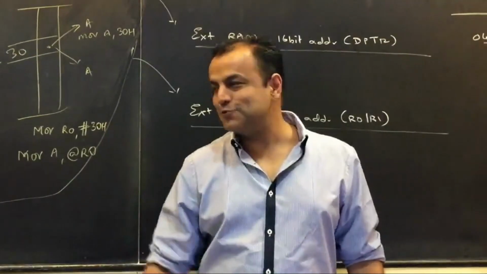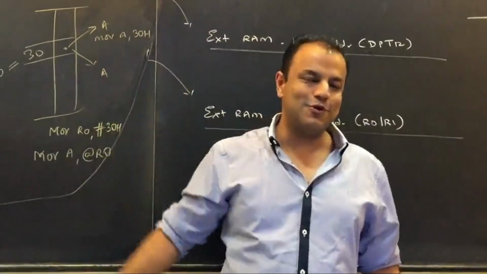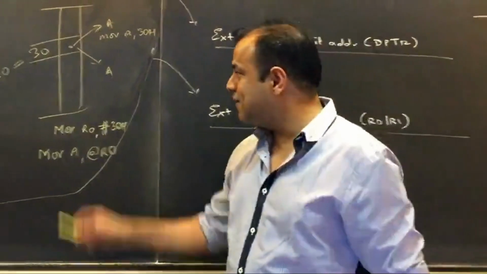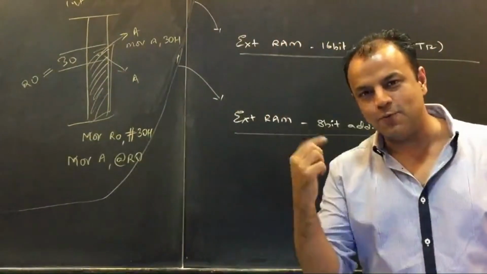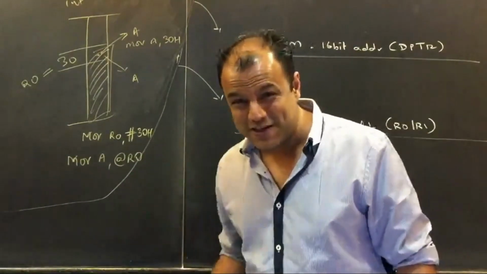Which addressing mode are you going to use? Direct. Even I will use direct. A simply will get the data from location 30. But I change my question. I tell you, get me the data from 10 locations. Starting from location 30, one by one, I want data from 10 locations. Did you understand my question?